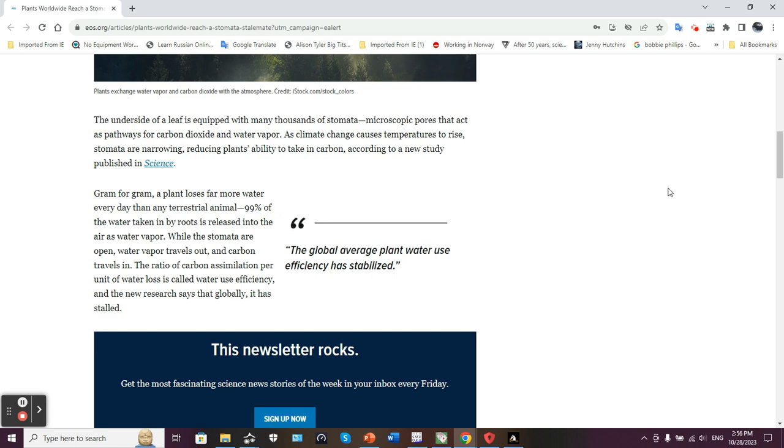Again, as I said at the outset, those people who say, well, carbon dioxide is plant food. That can't be a bad thing. We have more CO2 in the air, we'll have more plant growth. Well, wrong.